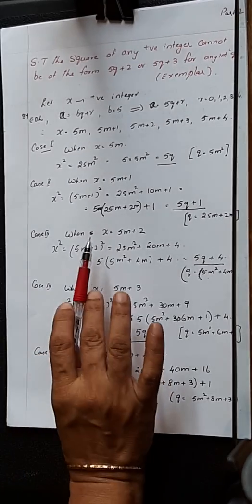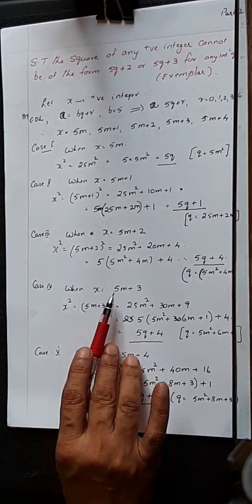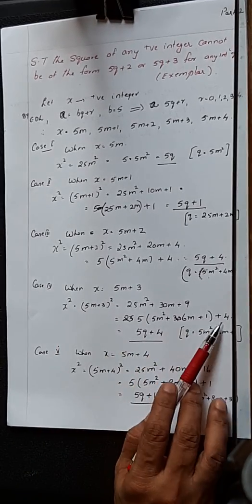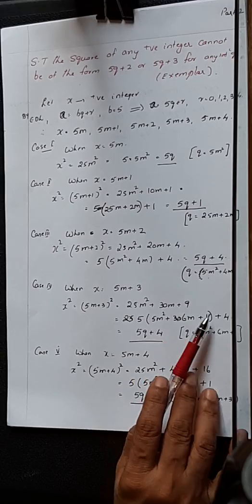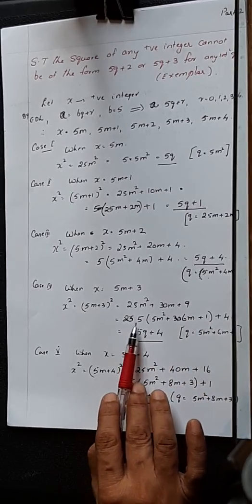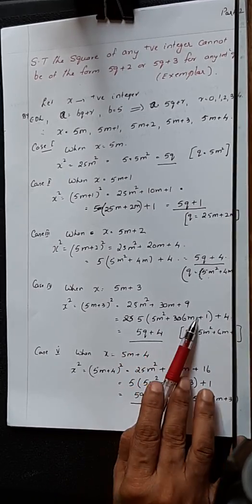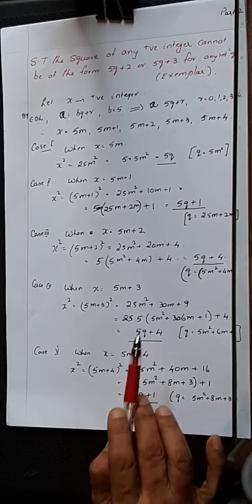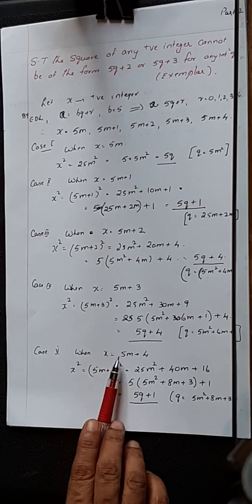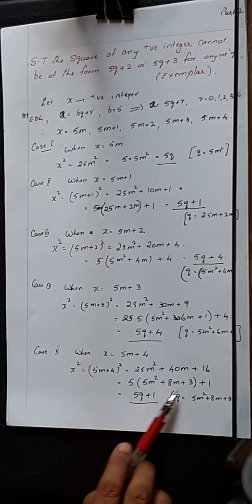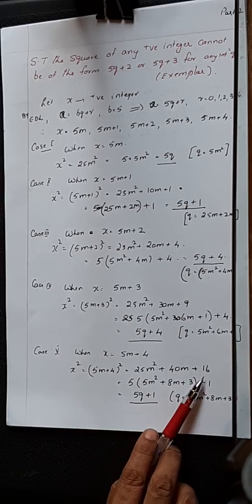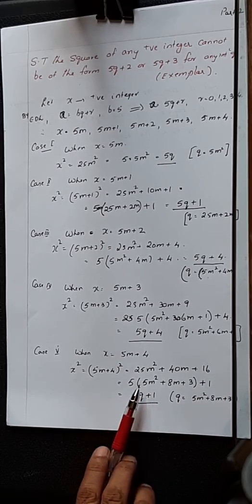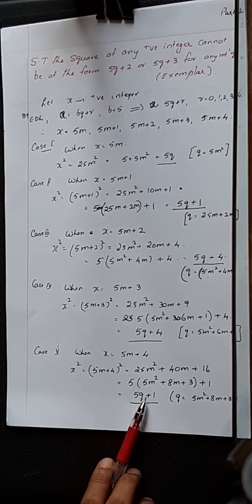So similarly, doing the same method, when x is equal to 5m plus 3, same x squared. So you get here 9. Here 9 should be written as 5 plus 4, so that 5 can be taken as a common factor. So this is of the format 5q plus 4. And again x is equal to 5m plus 4, the same method. You will get here 16, you will write it as 15 plus 1, so that 5 can be taken as a common factor. So you will get 5q plus 1.